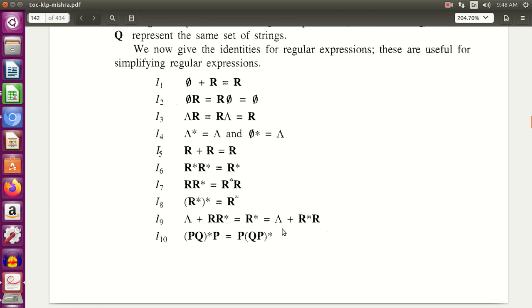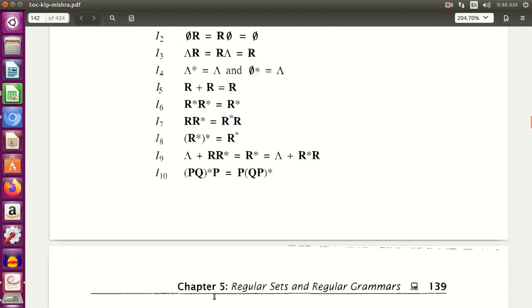R star plus lambda will give you R star. Or you can also write it the other way, that is lambda plus R star, and then R. This is the same thing. Next is (PQ) star P is equivalent to P (QP) star. These things you have to remember. So (PQ) whole star P is equal to P (QP) star.